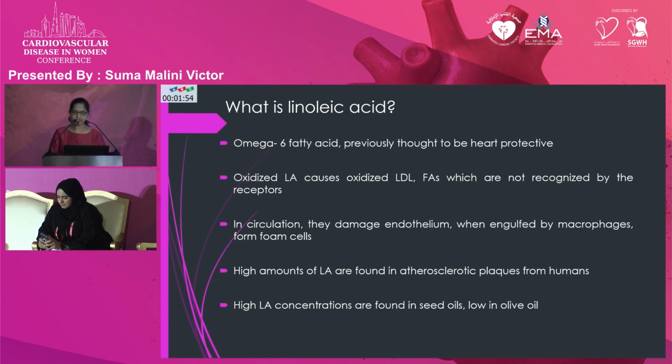They damage the endothelium, then engulfed by the macrophages, form the foam cells which go on further to form the atherosclerosis. So high amounts of linoleic acid are found in the autopsies of humans who've died of heart attacks. And these high LA concentrations are found in seed oils, the vegetable oils, which are commonly used nowadays. And they're very low in olive oil and other fruit oils.